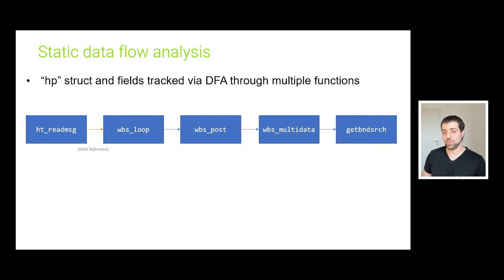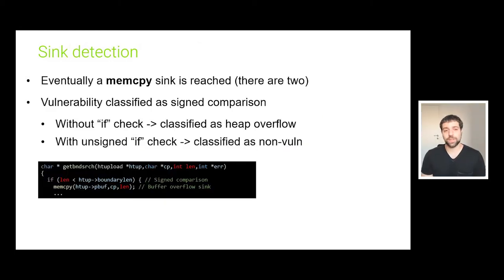was tracked between five different functions, read message, WPS loop, et cetera, et cetera. So eventually, after all this data flow analysis, we get to the sink. In this case, like we saw before, the sink is a memcpy operation. So this is what causes the heap overflow eventually. The tracked variable is the len variable, which is the second argument to this function. You can see it reaches both the if condition and the memcpy operation. So this was the variable that was tracked by the data flow analysis.